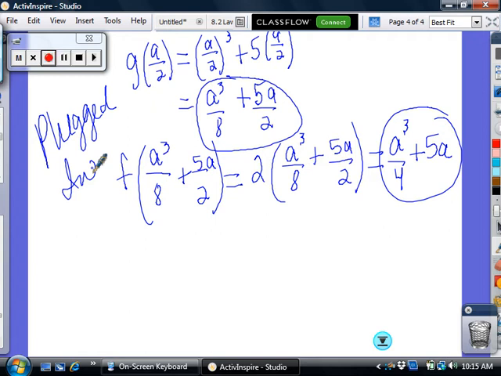Alright, and then somebody said do 42, which is very much the same. So why don't you guys see if you can do it, and then I'll work behind you. Composite function.